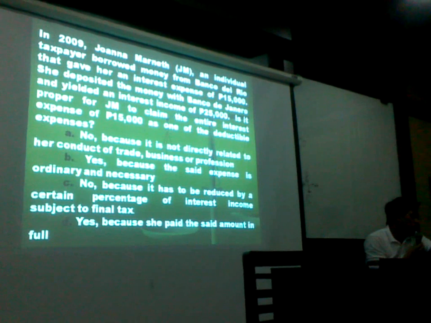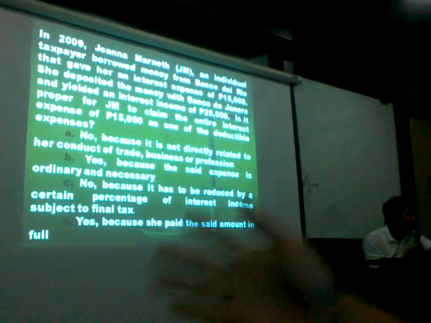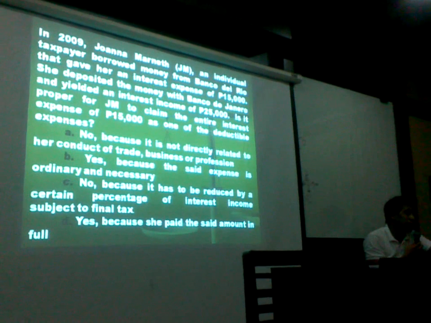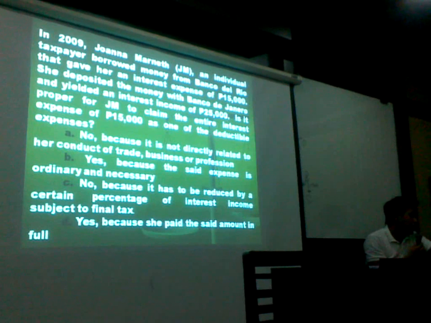So the choice is A, no, because it is not directly related to her conduct of trade, business, or profession. B, yes, because the said expense is ordinary and necessary. Letter C, no, because it has to be reduced by a certain percentage of interest income subject to final tax. And letter D, yes, because she paid the said amount.